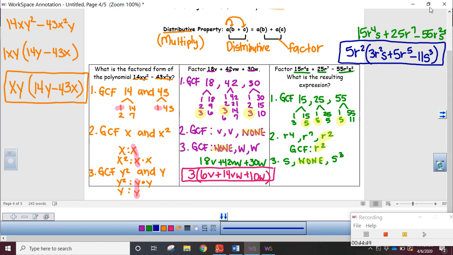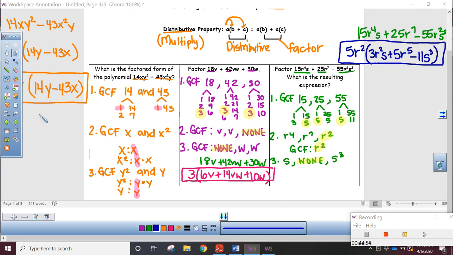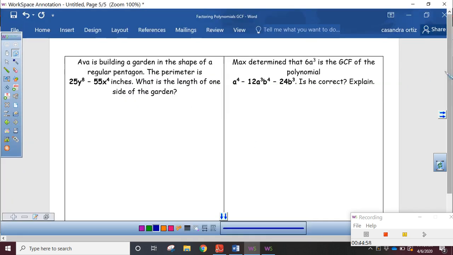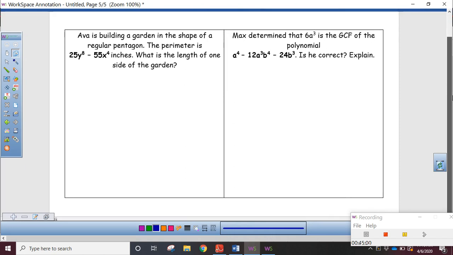Alrighty, we are down to the end. We are down to the last example here. Okay, so let's move on to our last two examples. We're going to take a look at the first example, and it's a real world example. They have now pertained this to the real world. So let's take a look here at this example.